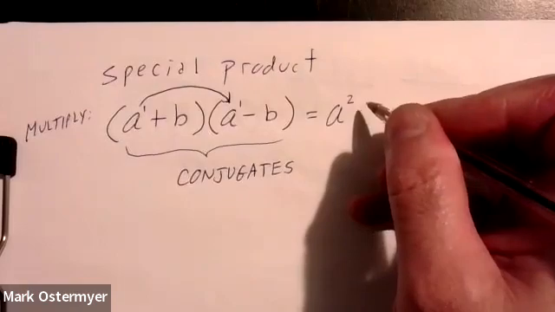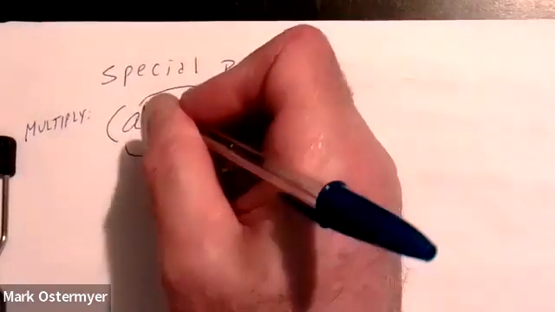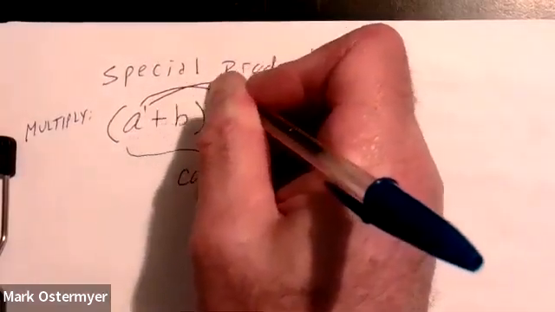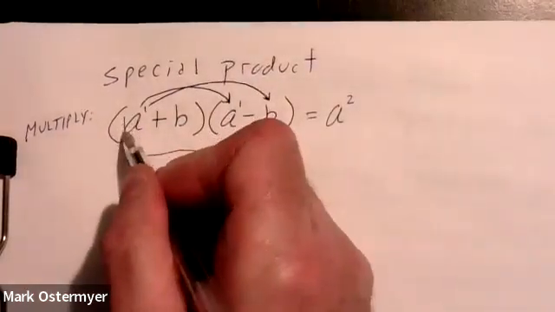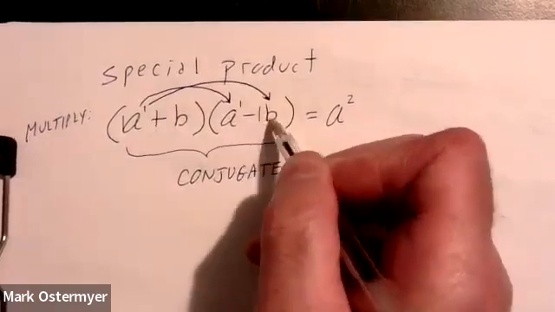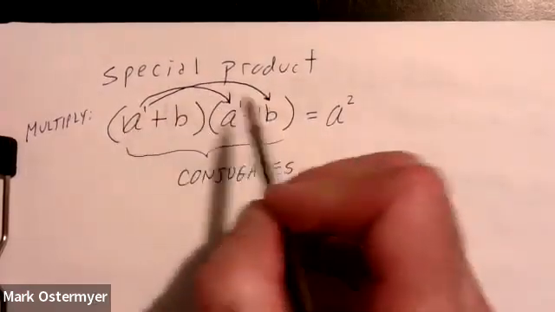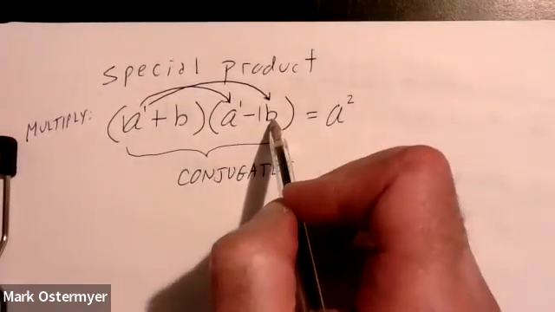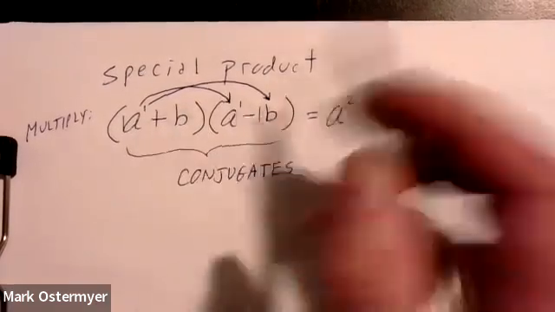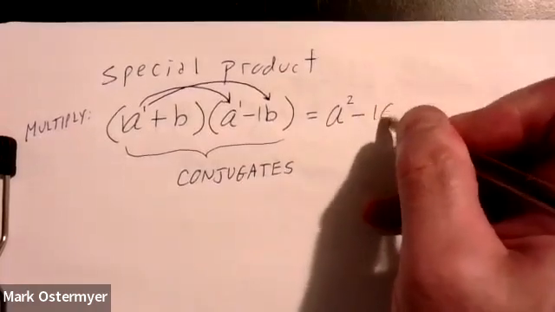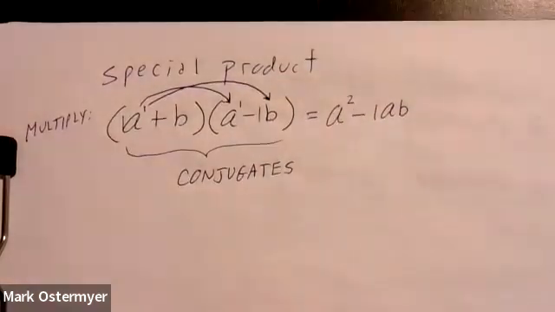Plus, here comes the product of the outer terms. I'm going to take an A here and multiply it by a negative B. I'm going to take a 1A and multiply it by a negative 1B. So 1A multiplied by a negative 1B is going to give me a minus 1AB. Minus 1AB. That's the product of the outer terms.